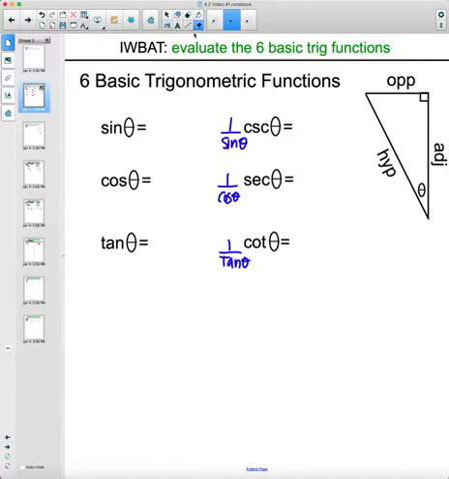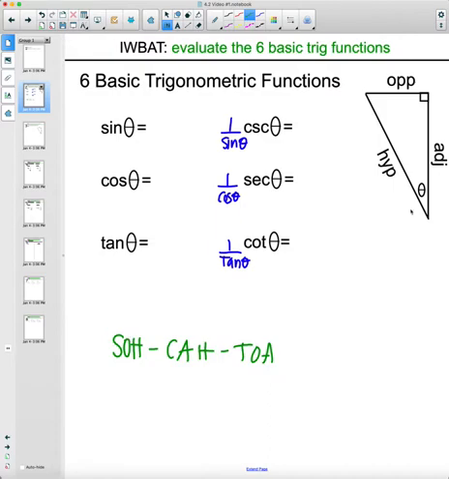So let's remember, if you remember going back to geometry, you learned SOH CAH TOA. The sine function was equal to the opposite over the hypotenuse. Cosine was the adjacent over the hypotenuse. Tangent was the opposite over the adjacent.